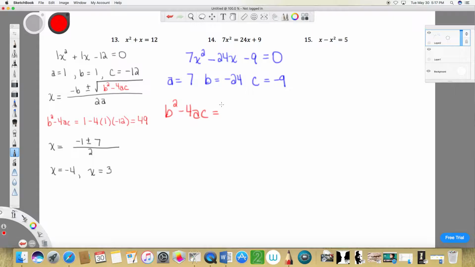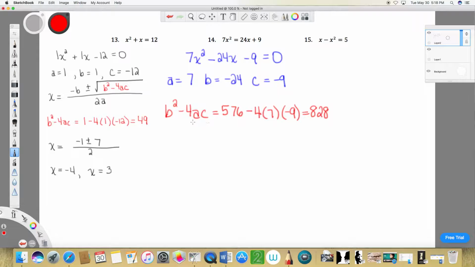B squared. Oh, do I have a calculator? 25 squared is 625, but I do not know what 24 squared is. 576. Minus 4 times 7 times a negative 9. Let's see what we have here. If I key that in the calculator right, I'm getting 828. Is that a perfect square? It is not.